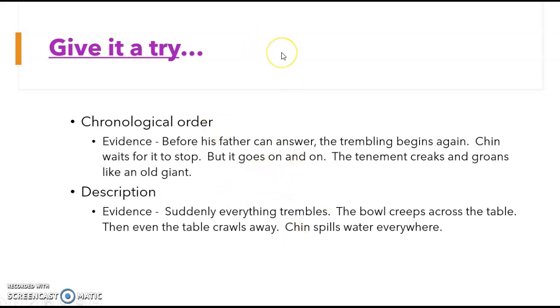Okay, guys, so I hope you were able to give it a try. So now you're going to go ahead and you're going to read your own text in EDSB.